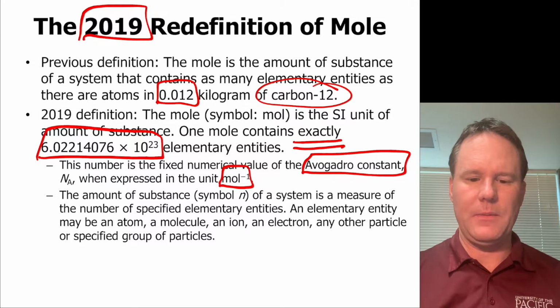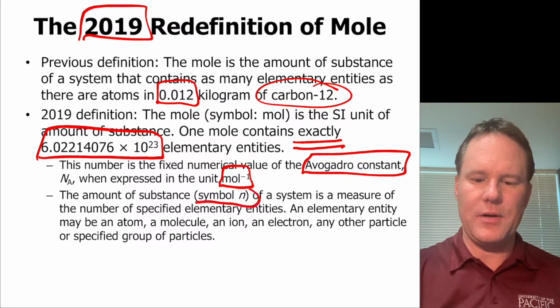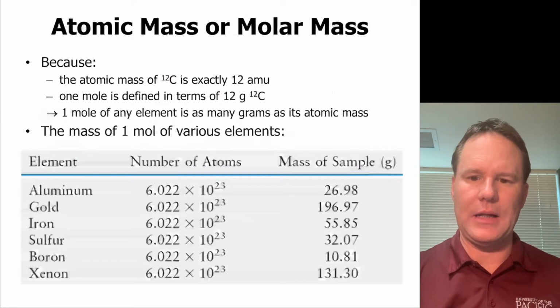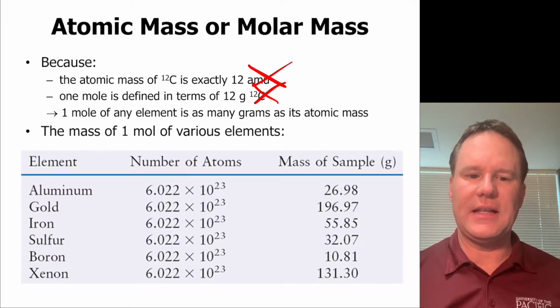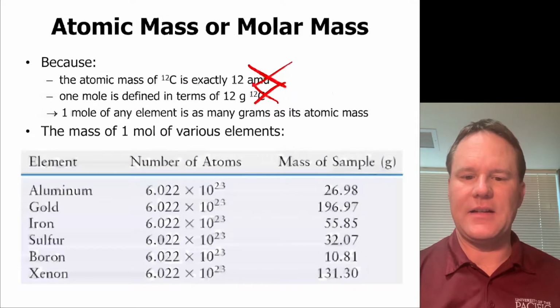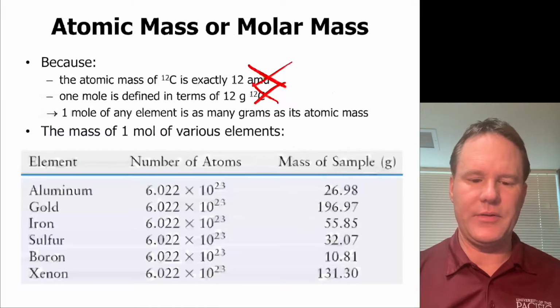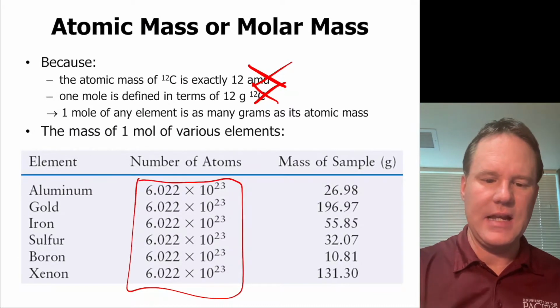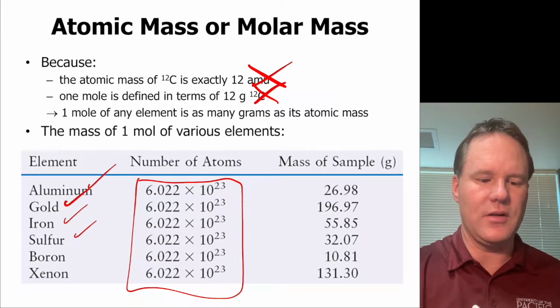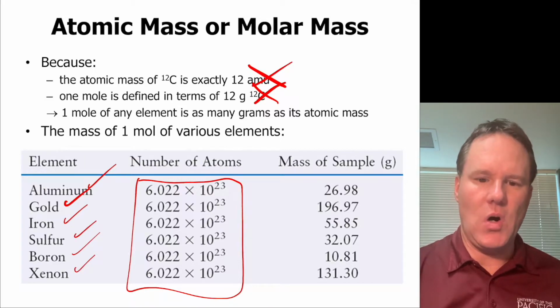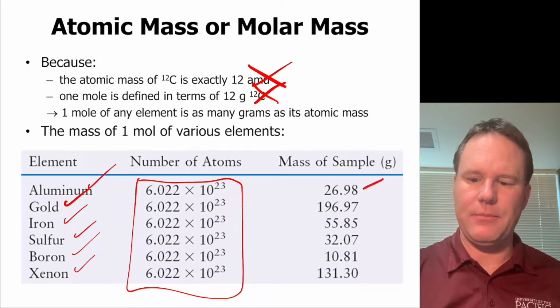Now, what we will be using is n as the number of moles, and the entity can be anything that we are talking about. This is the old definition here. The atomic mass of carbon-12 is now not exactly 12 AMU and 12 grams, but nevertheless, to quite a few digits, it's the same value. So what we're saying is that if you take 1 mole of aluminum or gold or iron or sulfur, boron or xenon, then they will all contain Avogadro's number of atoms, but the mass of the sample is going to be different.